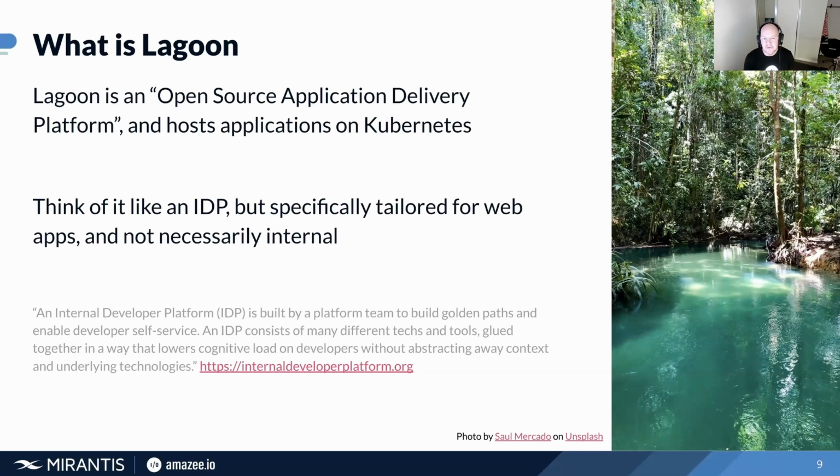Now, open source application delivery platform is a fancy way of saying we've built an IDP, if you know what an internal developer platform is, but our version of this IDP is tailored specifically for web applications. It can do more than just web applications. We'll cover a little bit of that. And it's not necessarily internal because it can be hosted centrally, put in the cloud, and you can provide access to people outside of your team, or you can partition it into different teams.